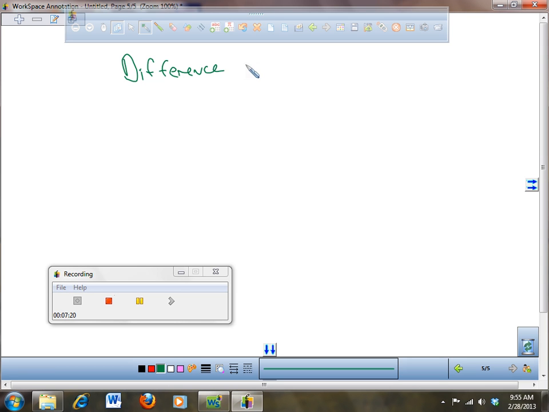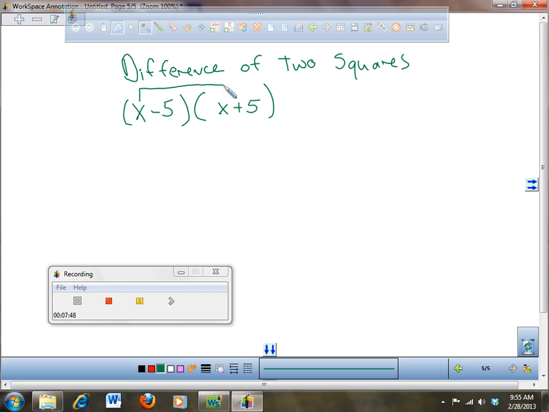Difference of 2 squares. My goal is to get done in under 15 minutes. Difference of 2 squares. And so difference of 2 squares is something like x minus 5 times x plus 5. So if I did the long way and I FOILed this, come on, Stephen, wake up. If I were to FOIL this, okay, first terms gives me what?